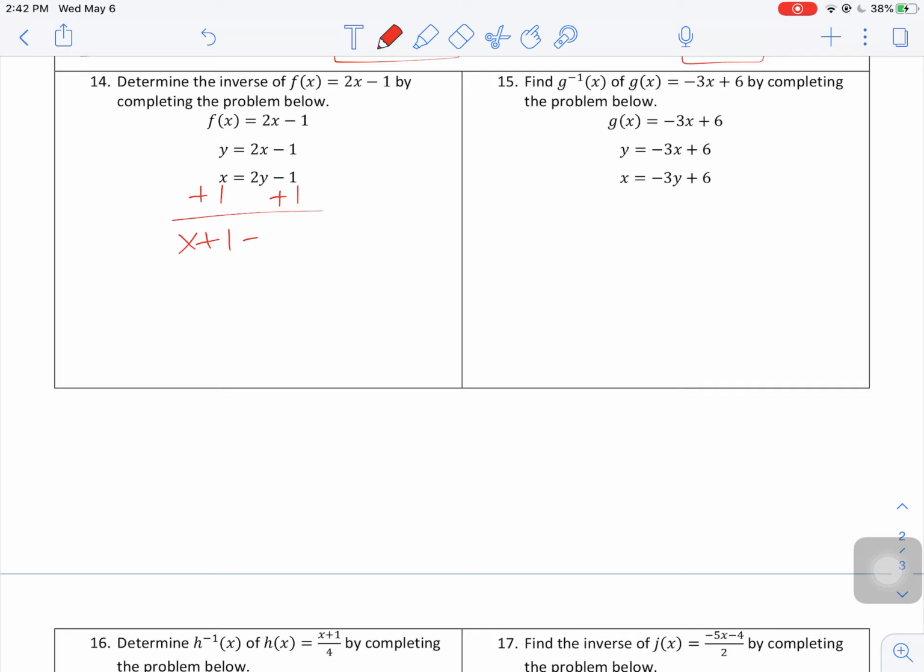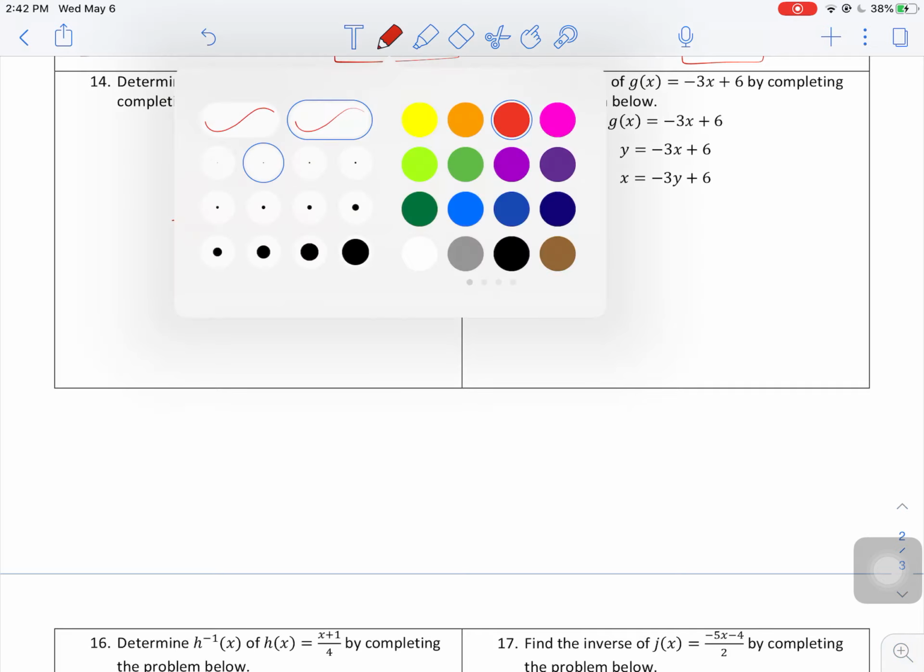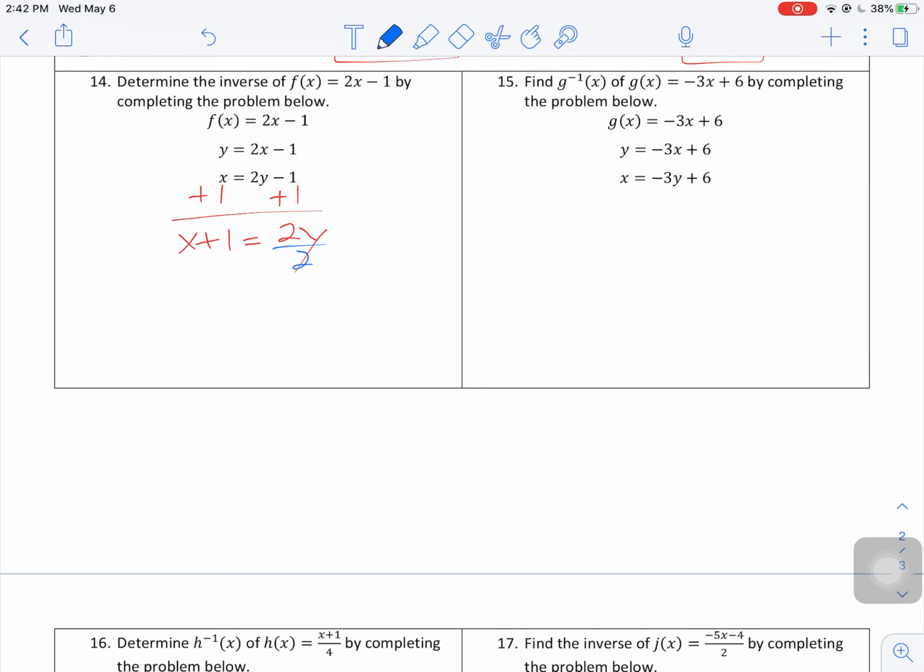So I have x plus 1 equals 2y, and then I undo multiplication by doing division. So x plus 1 over 2 equals y. And then if I want to get fancy, I can use the inverse notation. So I could do f inverse x equals x plus 1 over 2. I would accept either notation on the mastery exam.